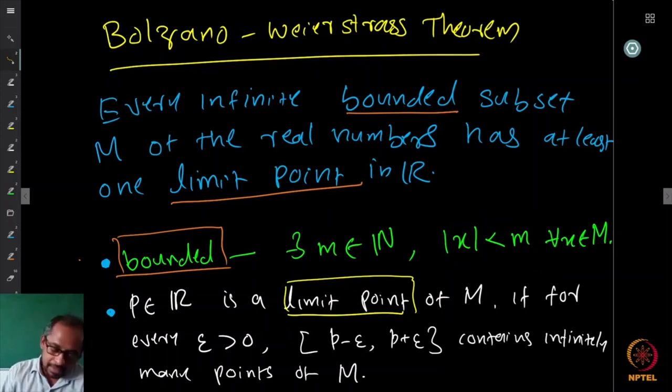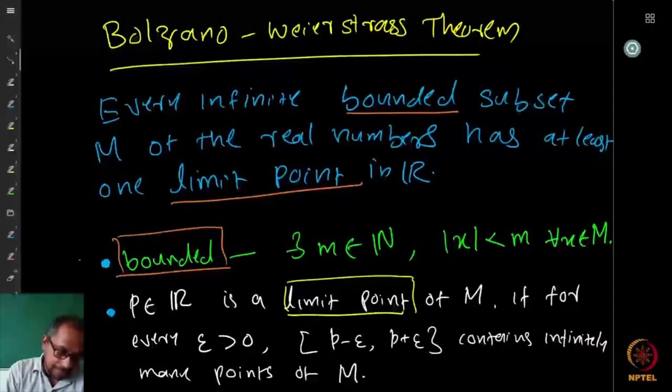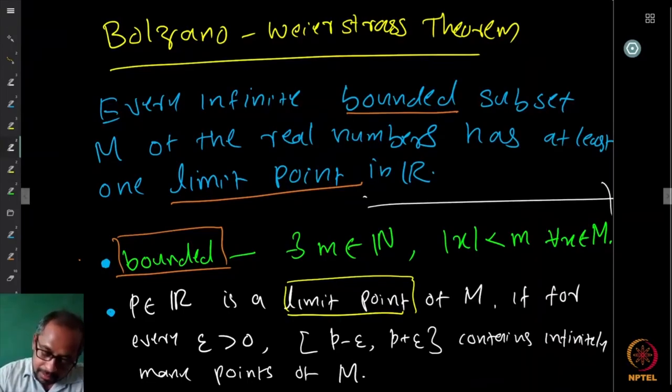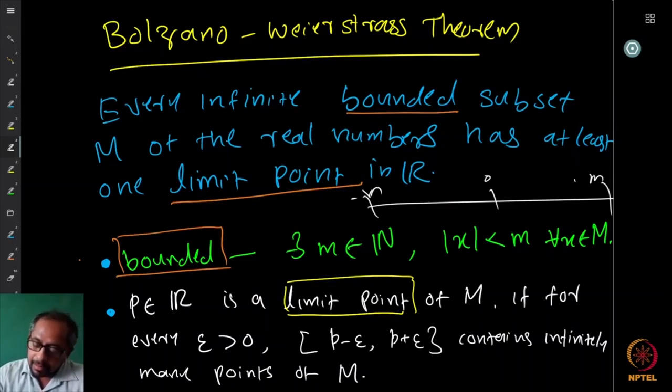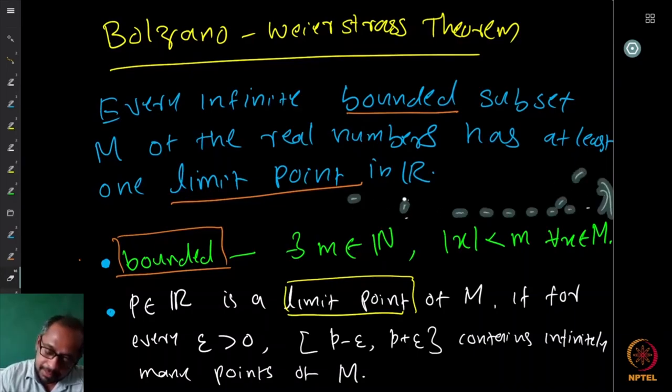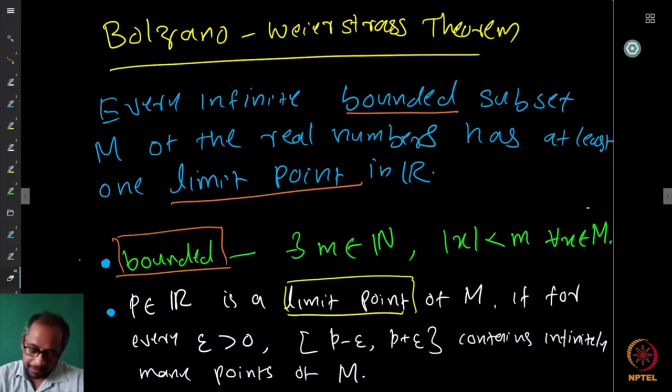So in some sense it is saying that you have this real line, then there is some number plus m and minus m, right? So the set M that we are considering is going to be sitting inside this interval. The elements of the set M, the infinite set we are looking at, are going to be all within this range. So that is what boundedness is. That is always inside minus m to plus m, so the absolute value is strictly less than small m.